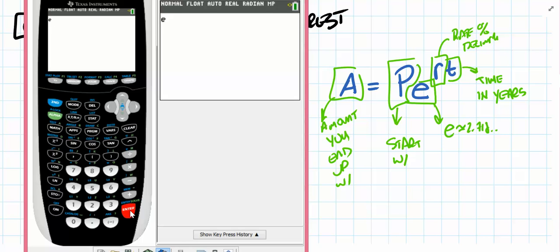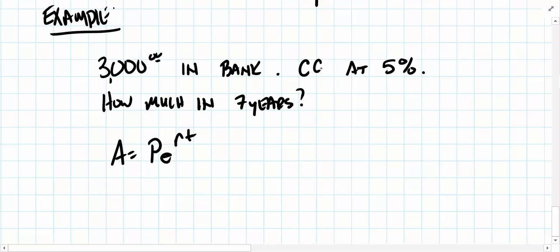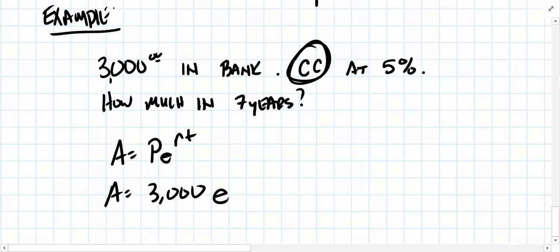So, let's say we have $3,000 in a savings account. It's compounded continuously at 5%. How much will we have in 7 years? So A is going to be P e to the rt. And the reason we know we're going to use this formula is because it's compounded continuously. So A is going to be 3,000 e to the rate, which is 0.05, times t, which is 7 years. So we can just use the calculator for that one.